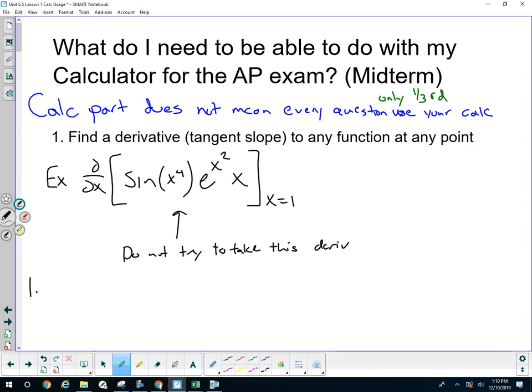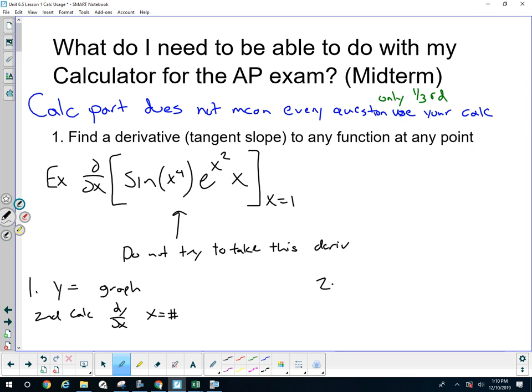There are 2 ways to do your calculator. I'll go through them quickly. So please write down notes and then make sure you try it with your calculator as well. 1 is to use y equals. You will graph the function and then you'll go into second calc dy dx. You will make sure you type in your x equals your number.